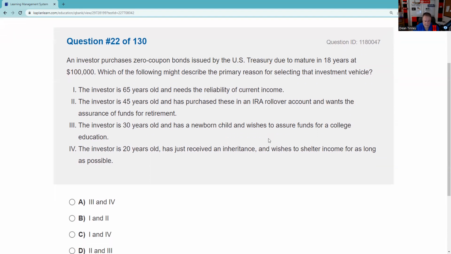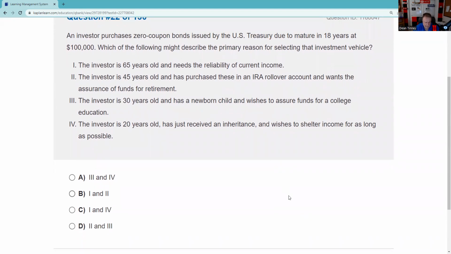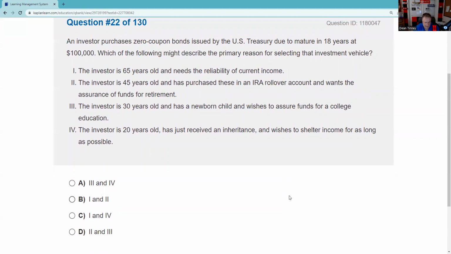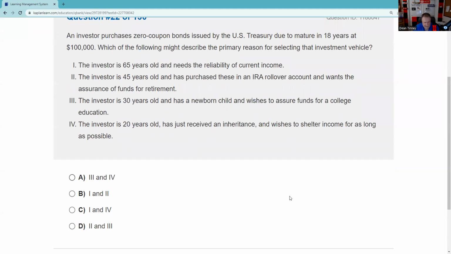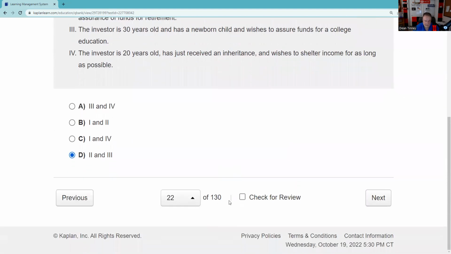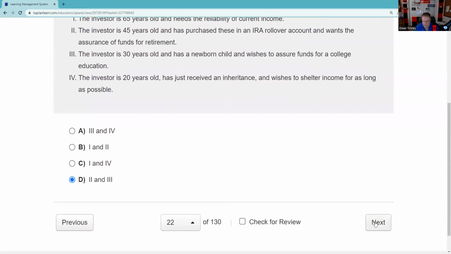So I need two. I like to shop my answer set. I got rid of one, so I need two without one in it. So if I need two without one, it looks like I've got to take 2 and 3. Three, the investor is 30 years old and has a newborn child and wishes to assure the funds for college education. Absolutely. I tell a story in my lecture that I show up at a baby shower and say, hey, when the kid's 20 years old, I've got some money for him. Don't have it today. So 2 and 3, that is very much a test question. You're going to encounter 2 or 3 questions about zeros on your exam.